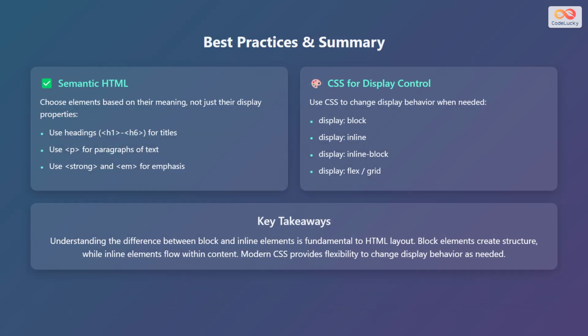Here are some best practices to keep in mind when working with block and inline elements. First, use semantic HTML. Choose elements based on their meaning, not just their default display properties. Use headings for titles, paragraphs for text, and strong, em, for emphasis. Use CSS to control the display behavior of elements when needed. You can use properties like display block, display inline, and display inline-block to achieve the desired layout.